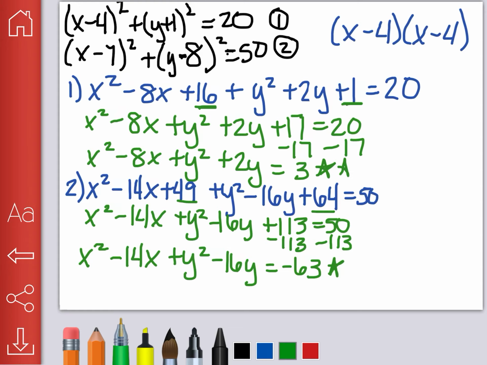Star that equation. Now, these two equations that we just starred are what we're going to combine.